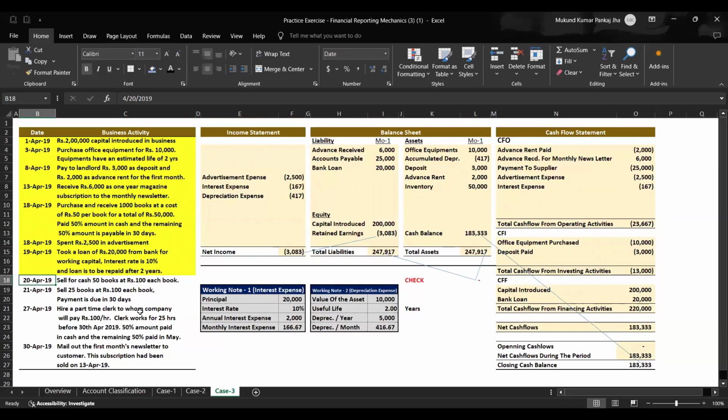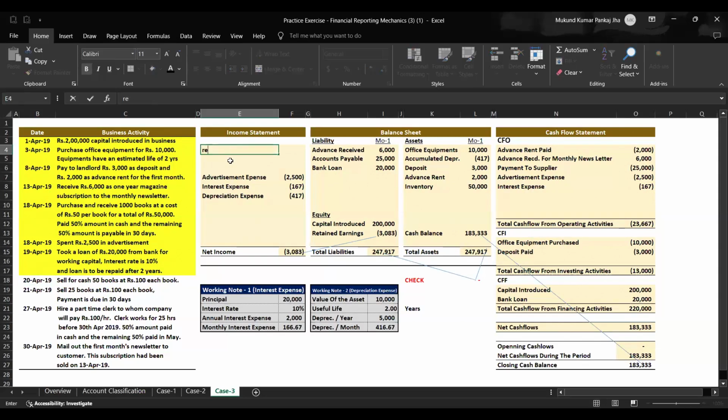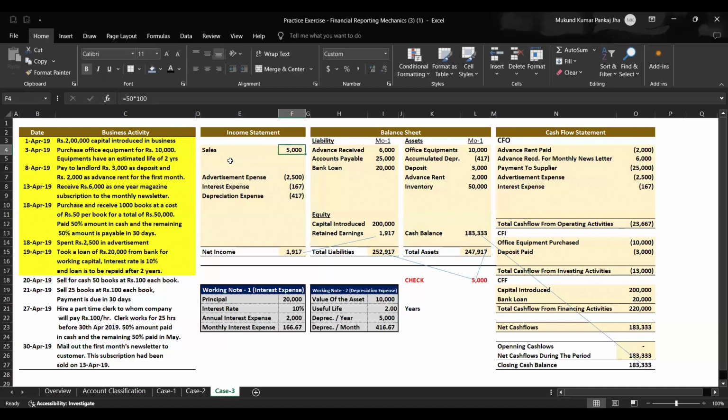Sell for cash 50 books at rupees 100 each book. Revenue or sales has been recorded. Of what amount? 50 books are being sold at rupees 100 each book. So 5,000 is the revenue.